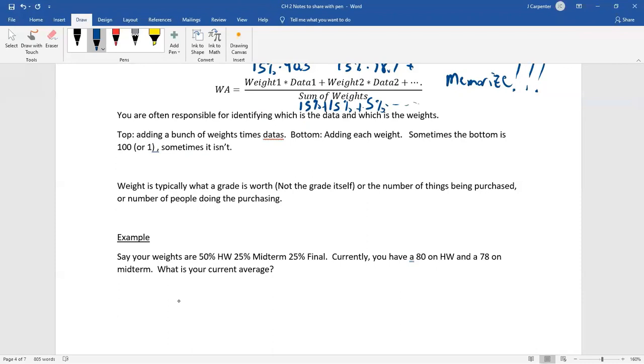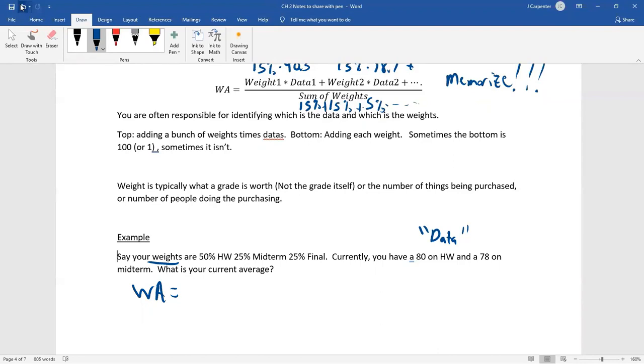Now, we're not just adding 80 and 78 and dividing by 2, because this is a weighted system. We have to account for that. So for our weighted average, first, it's important to note what the weights and what the data are. The 80 and the 78, these are our data. These are the things that we earned. These were the weights, how much each category counts for. The larger the number, the more it counts for.